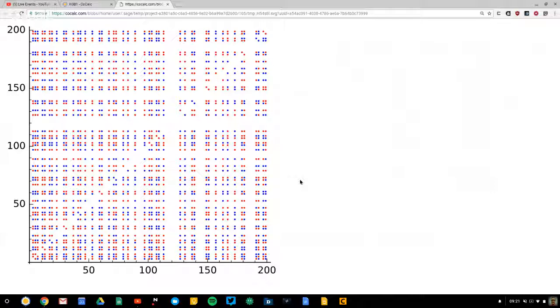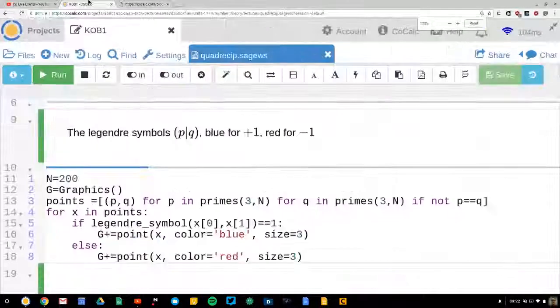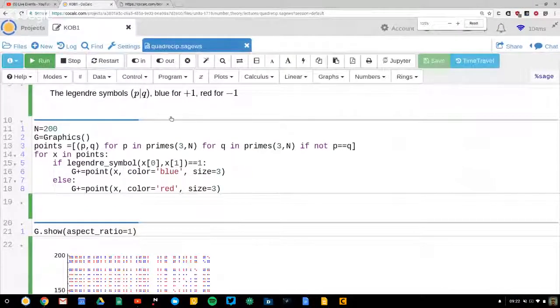Now we're interested in, is it symmetric? Is the residue status of P modulo Q the same as the residue status of Q modulo P, which is the reflected point? PQ is a point in the lower triangle, QP is its reflected point in the upper left triangle. So we can generate a second plot. We're not keeping track of the +1s and -1s. Now we're going to keep track of whether PQ is equal to QP.